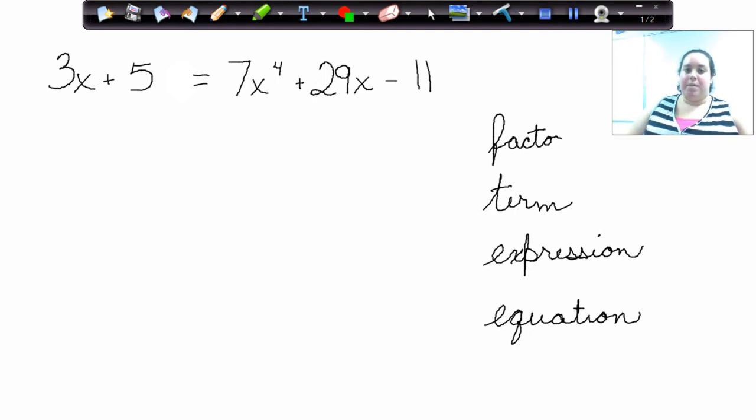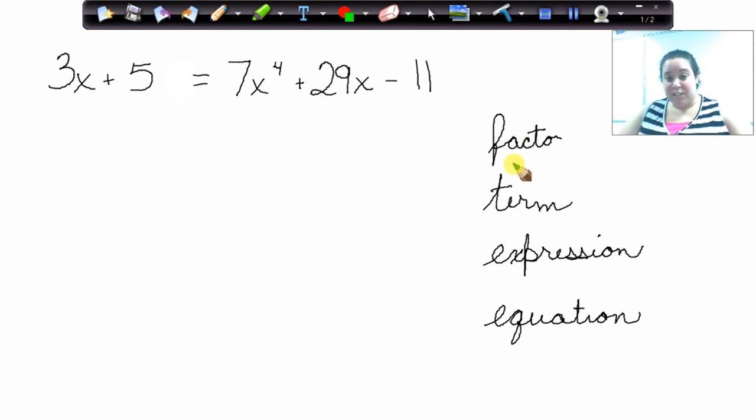Let's review a little bit of vocabulary before we begin. I wrote 4 words: factor, term, expression, and equation. If you remember, this is an equation. It has 2 polynomials, 3x plus 5, and then an equal sign, and then another polynomial, 7x to the 4th plus 29x minus 11. Let's use this as an example of all 4 of these words.